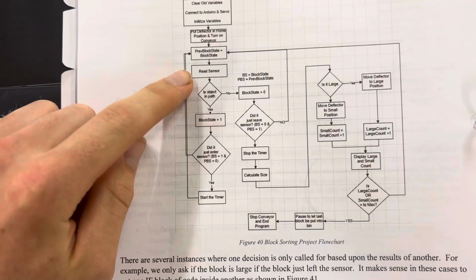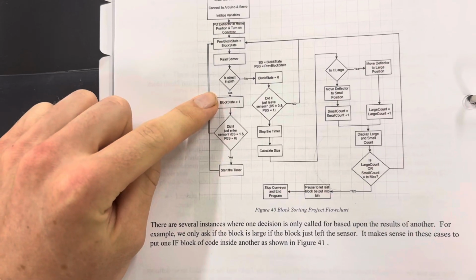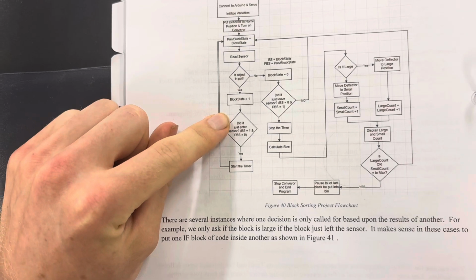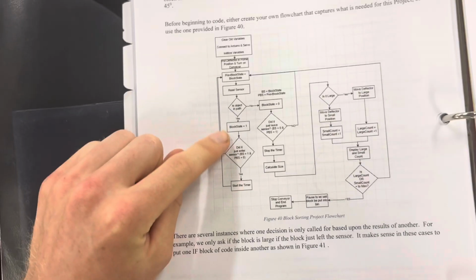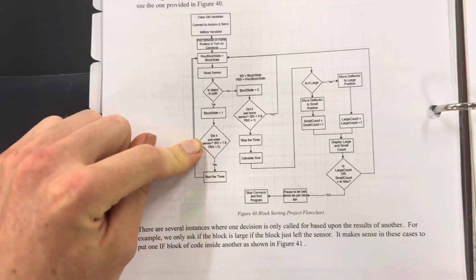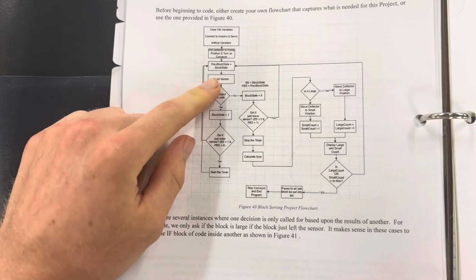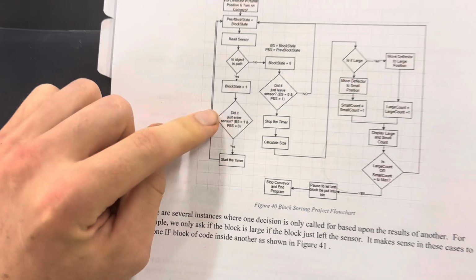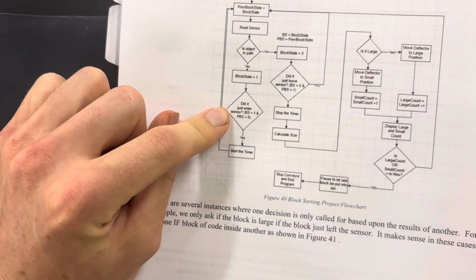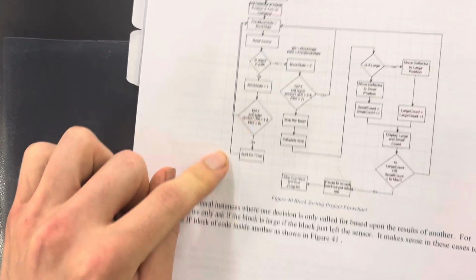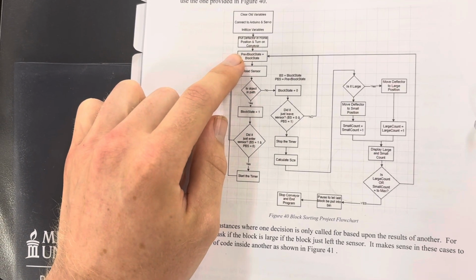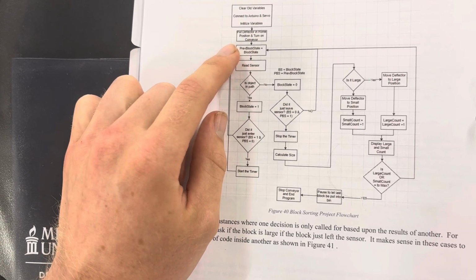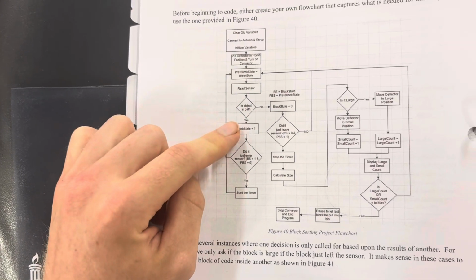Then we're going to detect whether or not there's a block. If there is, we're going to see if it entered the sensor by comparing block state to previous block state. If it did just enter, we're going to start a timer, set the previous block state, keep reading the sensor.